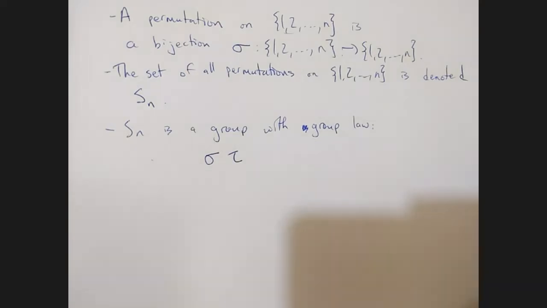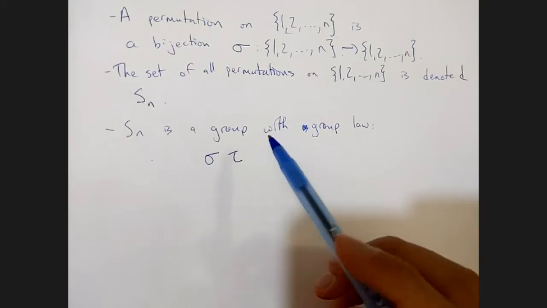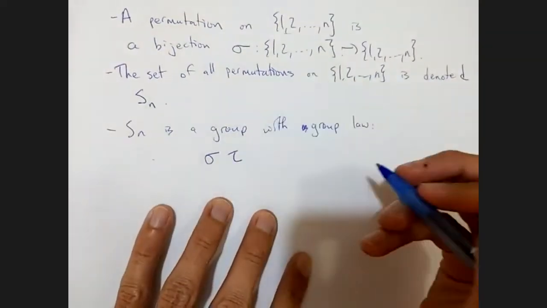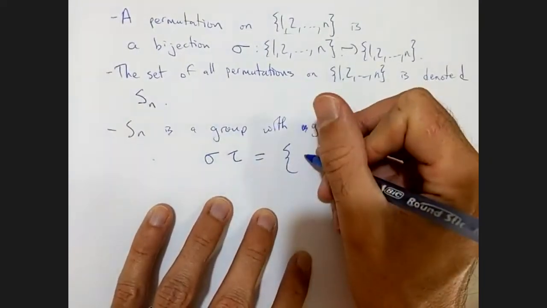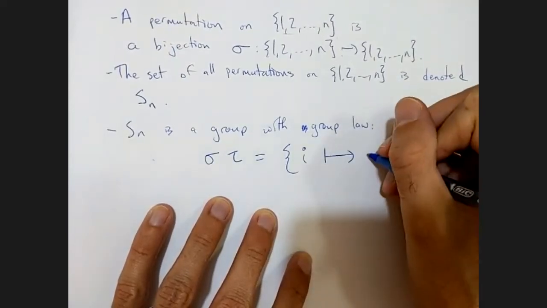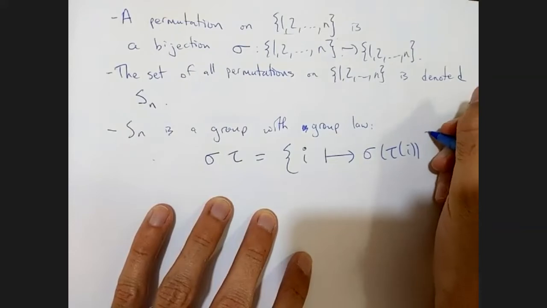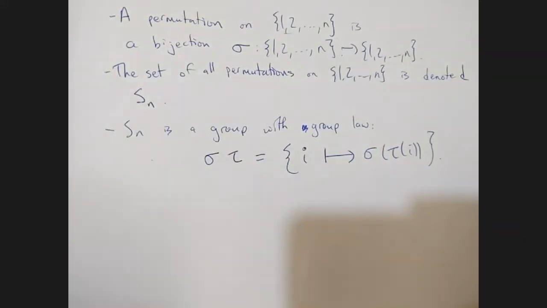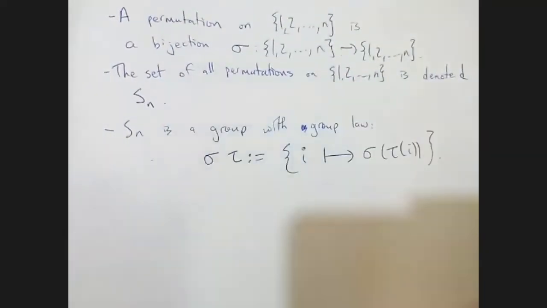Okay, so we have all these permutations, and if we have two of them, to combine them we just make a new map. So how should we denote this? Well, i is just going to get mapped to sigma of tau of i. I guess we could put this colon to mean define. Once we have that, we can do all our regular calculations. I put an example of a calculation in Sn on assignment 2.